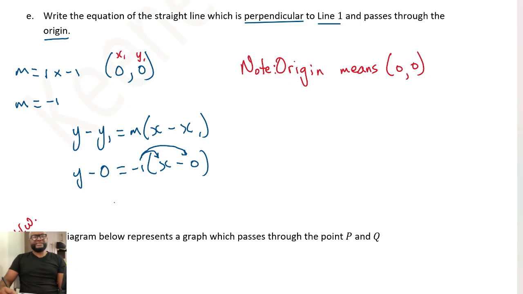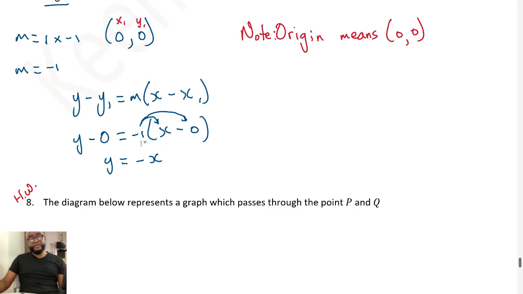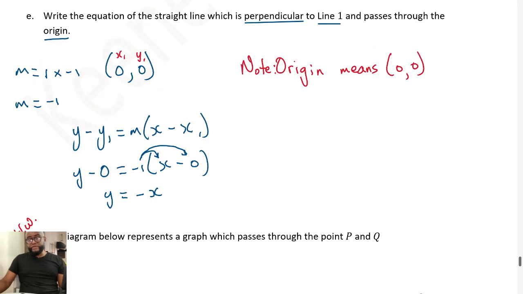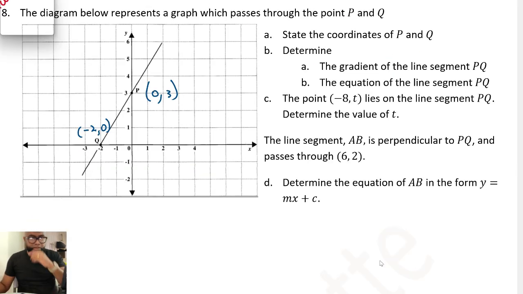Well, y minus 0 is just y, right? And then -1 times x will be -1x or just -x. And -1 times 0 is 0, so I don't need to put that. So the equation of the line that is perpendicular to y is equal to x plus 2 would be y is equal to -x. Right? That's my equation there. So copy down what you need to copy down, and then we'll go on to recording.